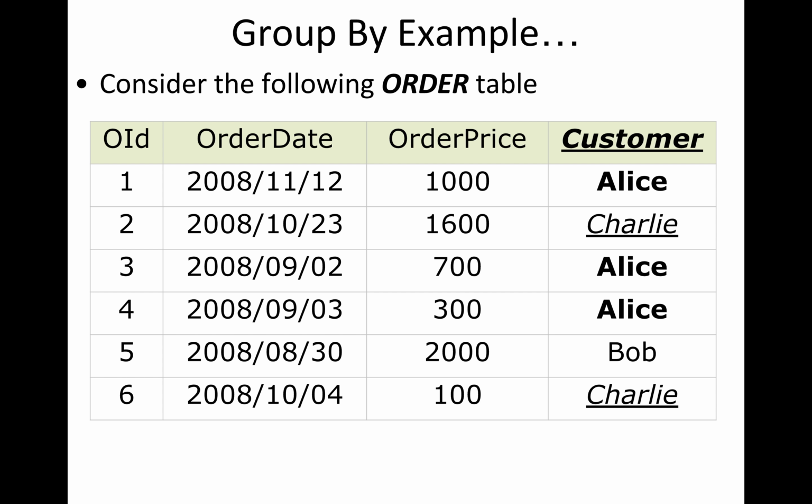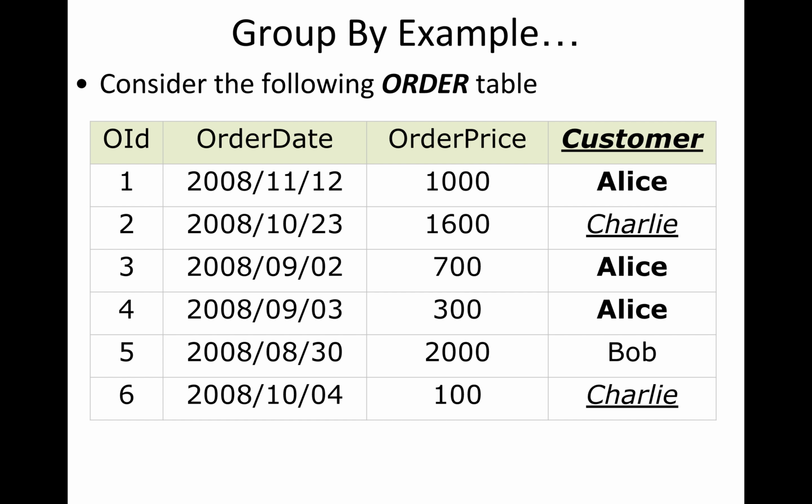Right? So one legitimate question would be, well, group these by customer, right? And these will be grouped into three distinct groups, where the first group will be the Alice group, the Charlie group, and the Bob group. But once we have grouped it, we won't be able to retrieve the original values for 1,000, 700, or 300 for the group Alice. Same thing for Charlie, the 1,600 and 100 will be gone.